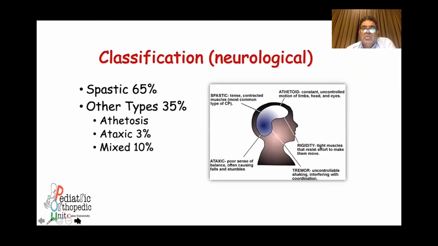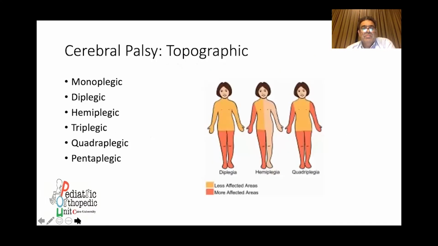Classification of cerebral palsy is either neurological, which is subdivided into spastic CP, which constitutes 2/3 of the cases, and other types: the athetotic, the ataxic, or the mixed types. Topographically, the spastic CP children are further subdivided into monoplegic, diplegic, hemiplegic, quadriplegic, or total body affection.